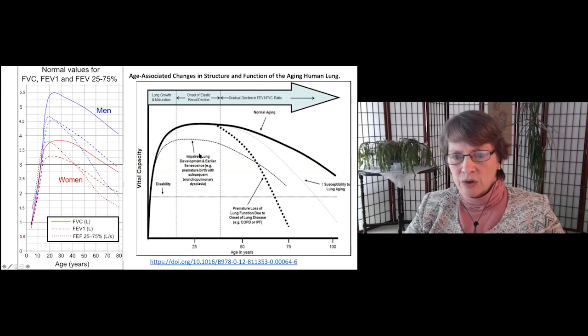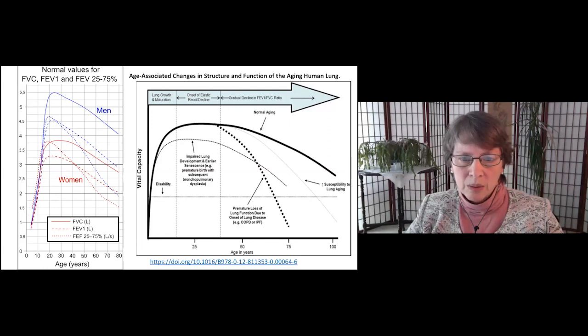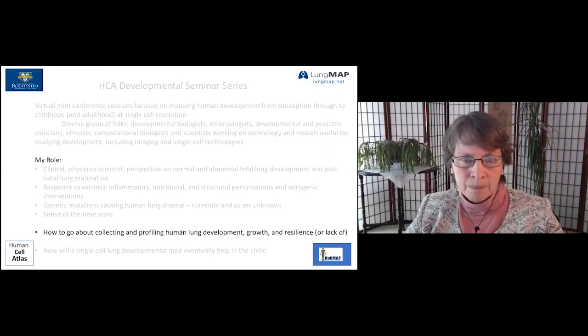So how do we understand that aging process? How do we prevent it? How do we reverse it? How do we treat it? That underlies my interest in these mapping projects that we're part of. Okay, so how do we go about collecting and profiling human lung development?